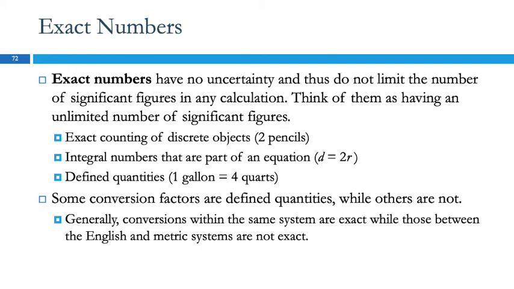So measurements always have uncertainty. There are numbers that have no uncertainty. We call these exact numbers. And so if these numbers come up in calculations, they're not going to limit the number of significant figures in the answer. So we could think of them as having an unlimited or an infinite number of significant figures. And these numbers come about by exact counting of discrete objects.